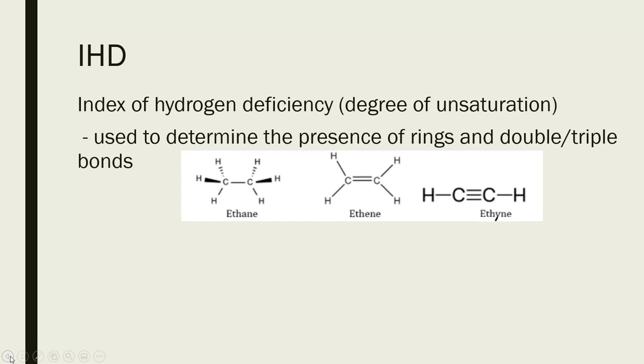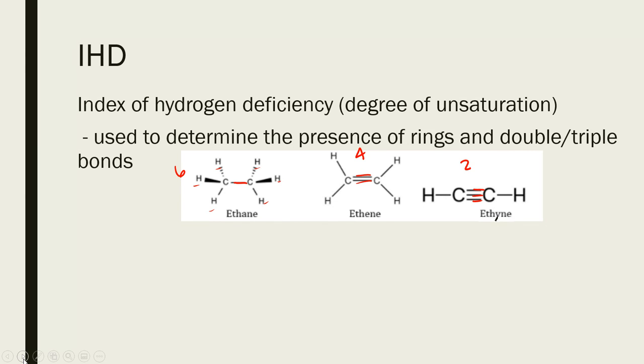The first thing that we can do to analyze what functional groups are in a molecule is by determining index of hydrogen deficiency, or the degree of unsaturation. And this just helps us know if there are double, triple bonds, if there are rings in a molecule or not. So here I can count and I can see that there are 6 total hydrogens. Here I've only got 4, and now we're down to 2. So every time I go from a single bond to a double bond and then to a triple bond, we lose some of those hydrogens. The molecules become more hydrogen deficient.